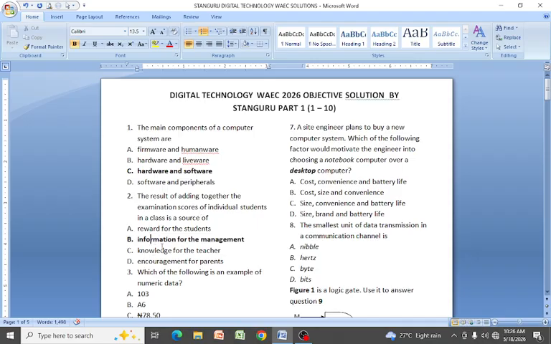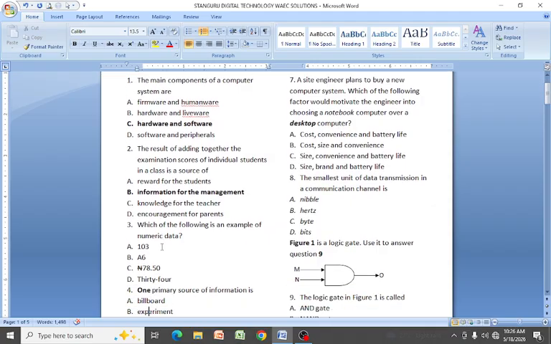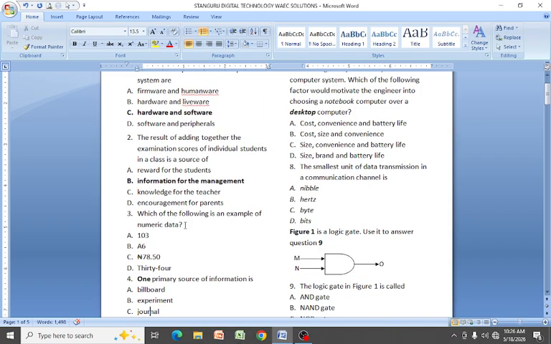So let's go to question number 3. Question number 3 says, which of the following is an example of numeric data? Option A, 103, option B, capital A6, option C, 78.50 naira, and option D, 34 written in words. The answer is A, 103. I will tell you why A is the correct answer. A is correct because it contains only numbers, and the question asks for an example of numeric data. The word numeric means numbers only.